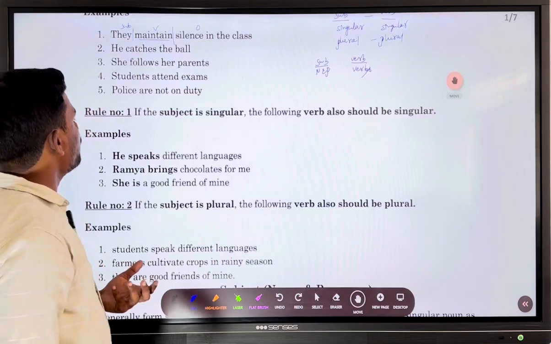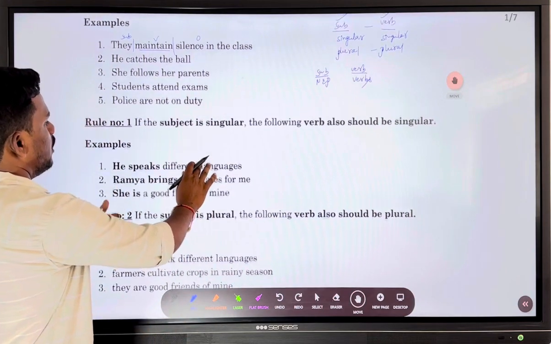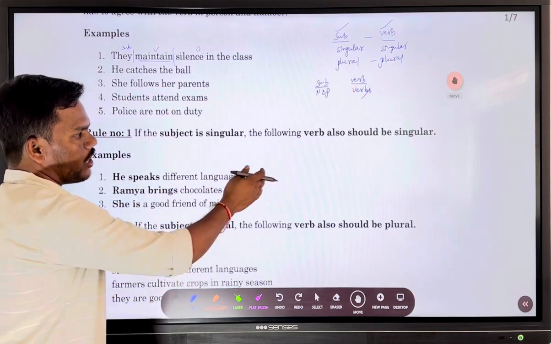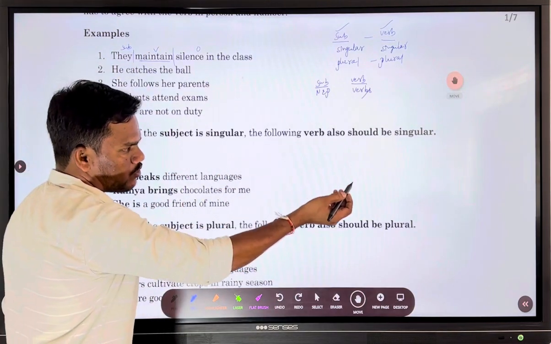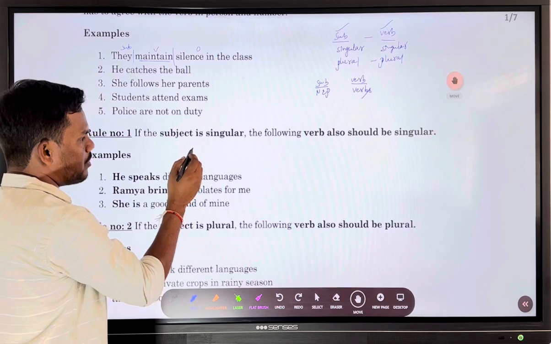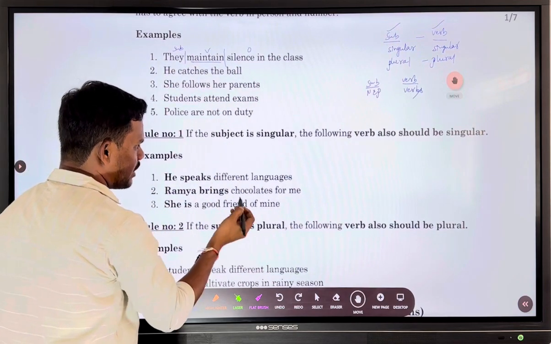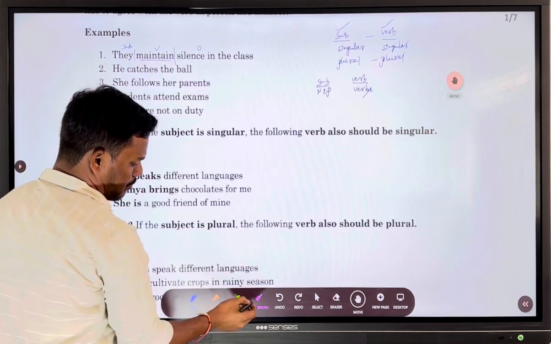See, the first rule: if the subject is singular, the following verb also should be singular. First, we have to keep in mind, in subject places, we will get nouns and pronouns.